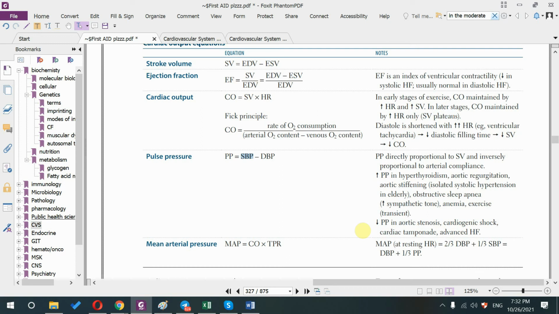Okay, so a decrease in the pulse pressure will be in cases of aortic stenosis and also in case of cardiogenic shock. Okay, so less pulse pressure will be in aortic stenosis and in cases of cardiogenic shock. How come? Well, in cardiogenic shock, what will happen to your systolic blood pressure? It will drop. That will decrease the gap between these two. What about your aortic stenosis? What will happen to your diastolic blood pressure? It will go up. So it will decrease the gap between these two. Cardiac tamponade. Same idea, decreased contractility of your heart. Advanced heart failure, decreased contractility. Okay.